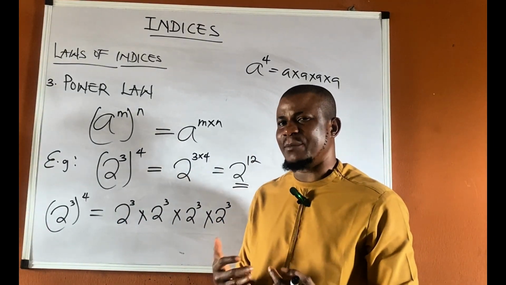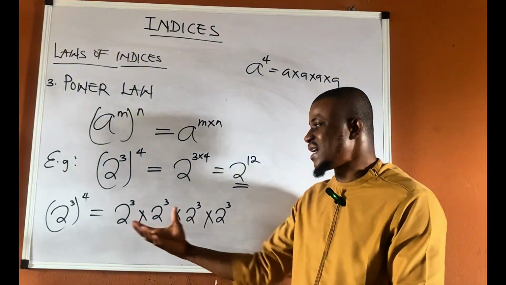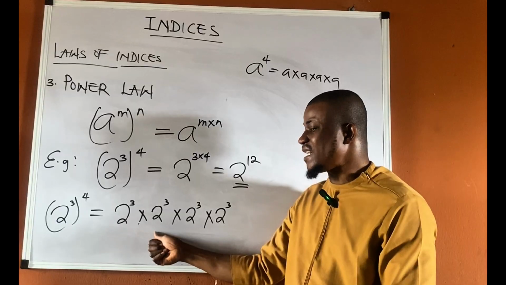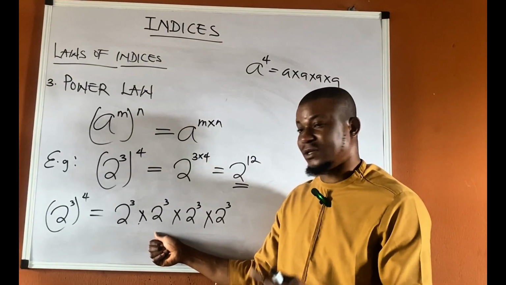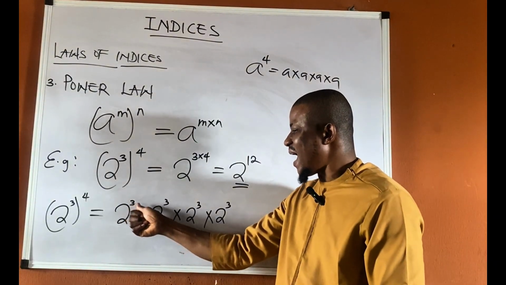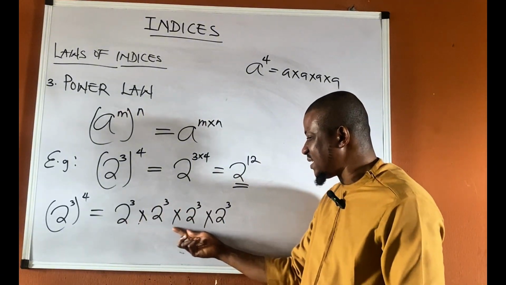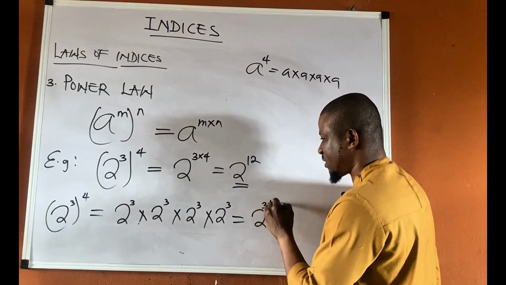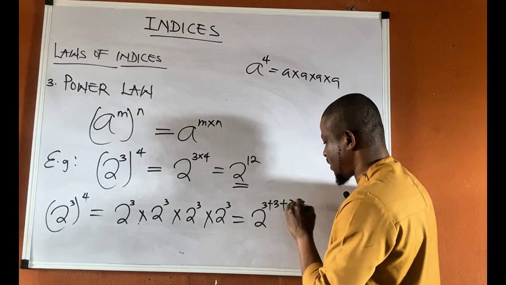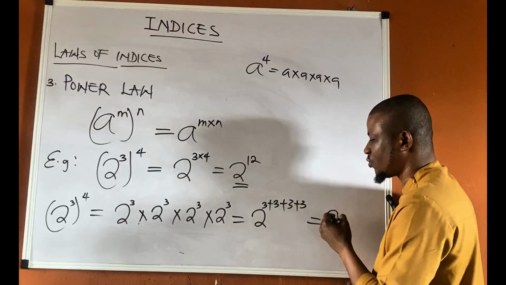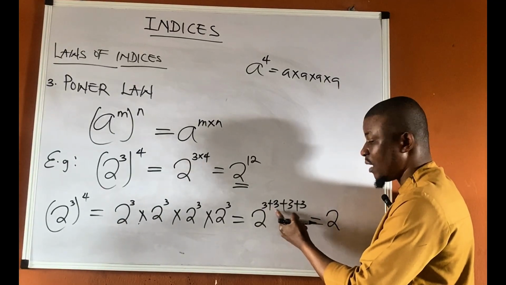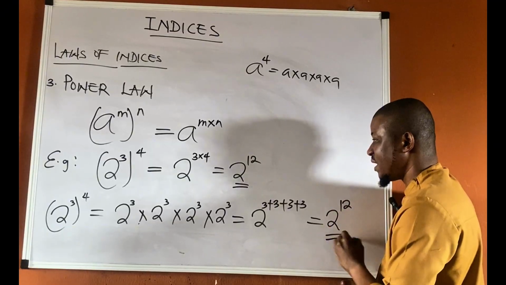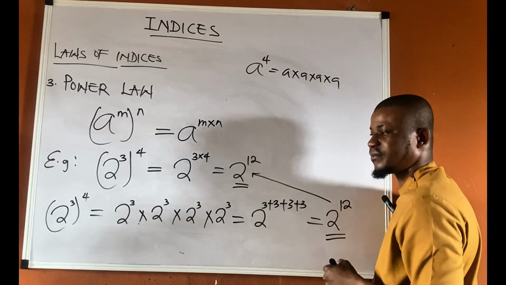Under the multiplication law of indices, when you have the same base multiplying, we add the powers. So all of these are the same base, so we take one base and add the powers. So this will be 3 plus 3 plus 3 plus 3, and this will be 2 to the power of 3 plus 3 is 6, plus 3 is 9, plus 3 is 12. So this is 2 to power 12. And it corresponds with this.